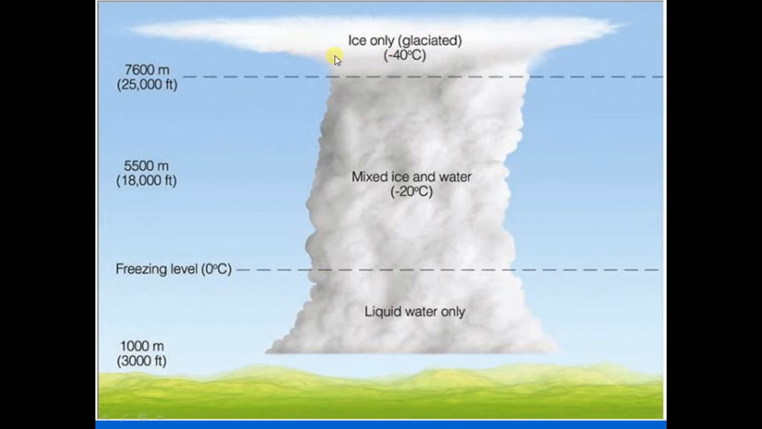Here's the anvil top. So what happens is once the cloud is made only of ice crystals, owing to how ice crystals scatter light differently than water droplets, it begins to take a fuzzy appearance. And we call part of a cloud made only of ice crystals glaciated. Okay, glaciated, think of glacier, ice.